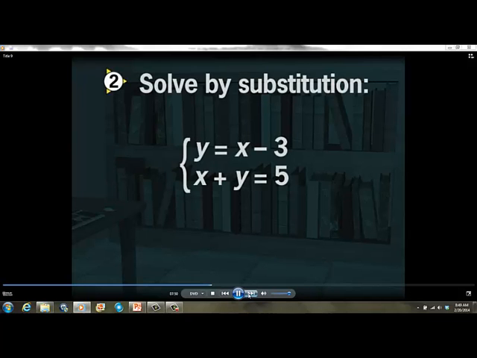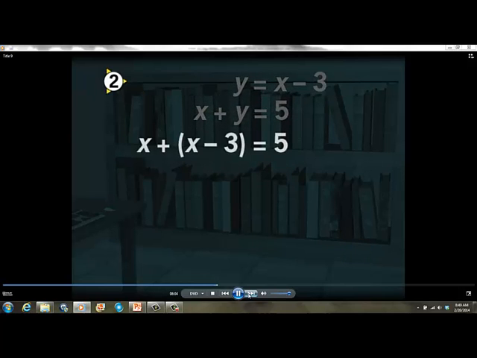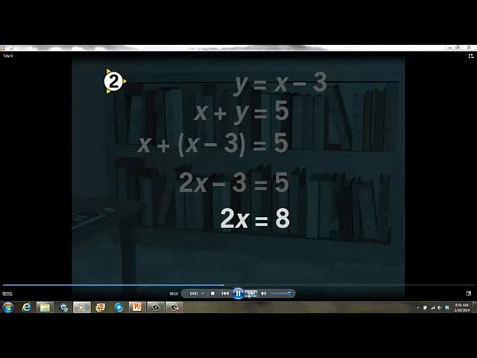In question 2 of your guided notes, solve by substitution. y is equal to x minus 3. x plus y is equal to 5. Replace y in the second equation with the expression x minus 3. Combine like terms to get 2x minus 3 is equal to 5. Add 3 to each side. And divide both sides by 2.